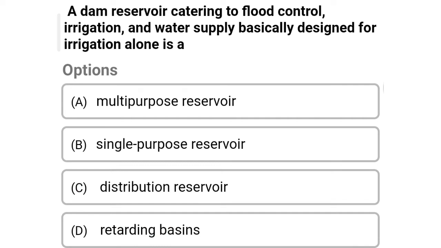So next question, a dam reservoir catering to flood control, irrigation and water supply basically designed for the irrigation alone is option A multipurpose reservoir, option B single purpose reservoir, option C distribution reservoir, option D retarding reservoir. So the correct answer is option B single purpose reservoir.